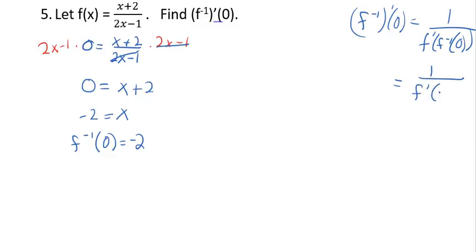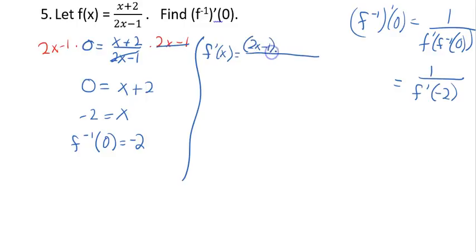When I do, I now have f prime of negative 2 that I need to find. So I'm going to draw a little line and find the derivative. Now, obviously the derivative in this case is going to be a quotient rule, so this one has more work in the derivative. I take the bottom times the derivative of the top, which would just be 1, minus the top times the derivative of the bottom, which would be 2, all over the bottom squared.